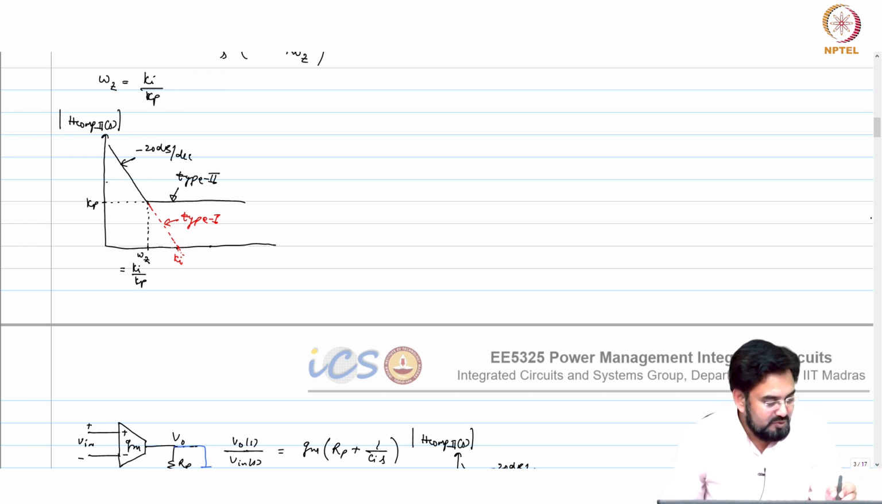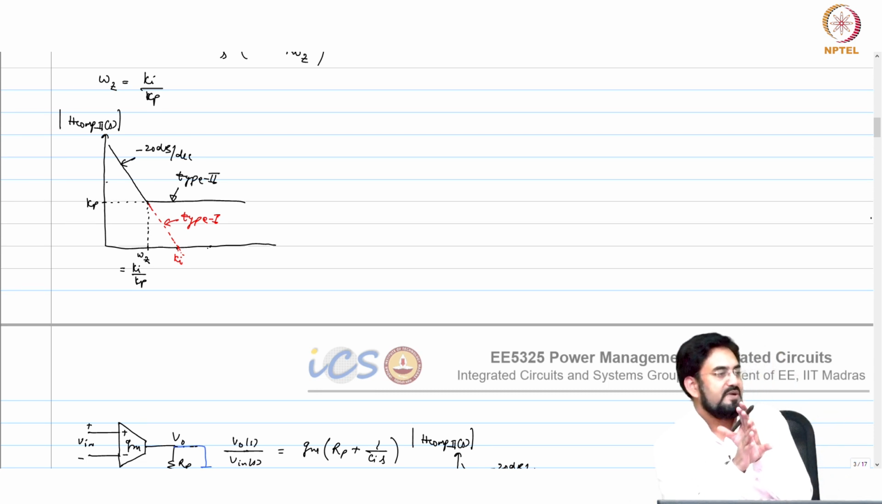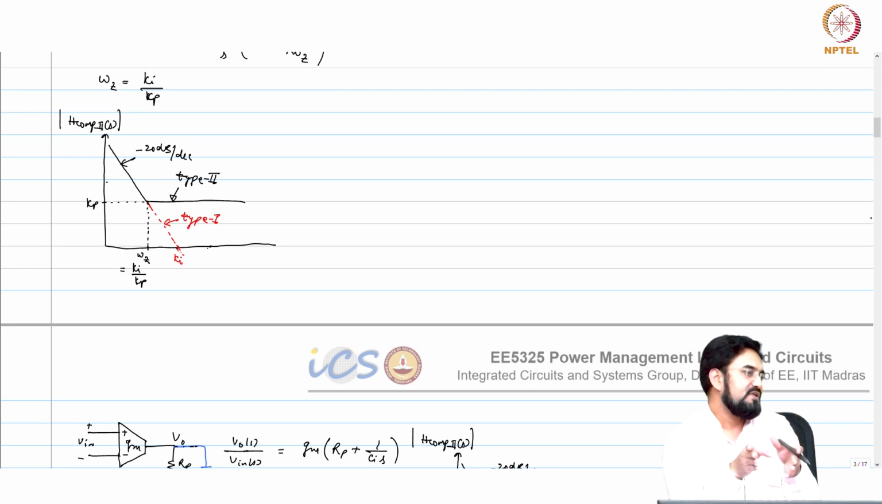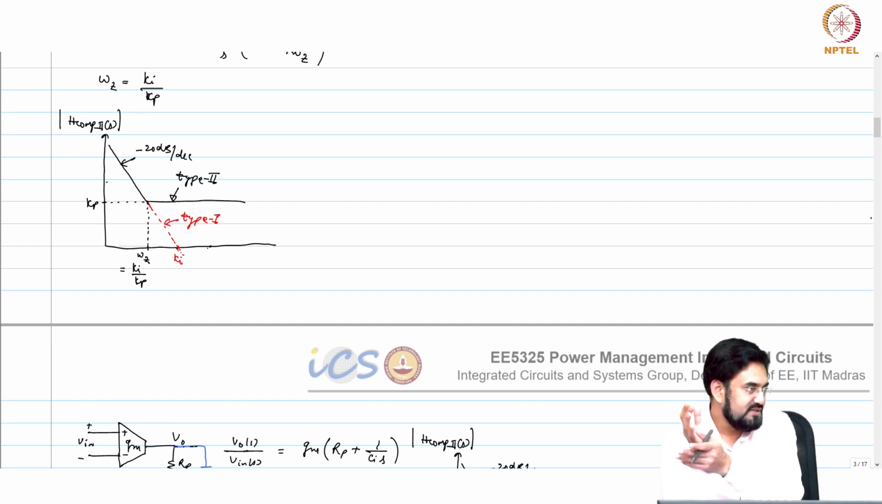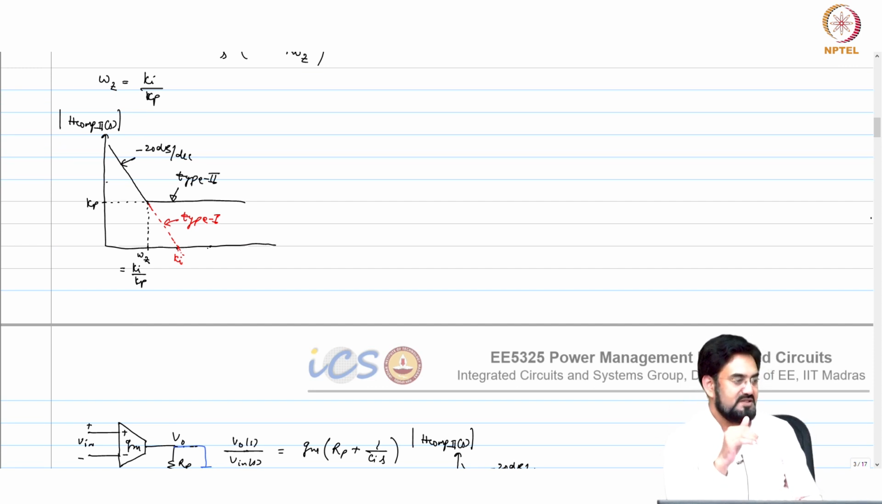So that's why we want to move this zero very close to omega naught, so that you cancel the integrator before the resonance appears, and then you have a second zero to cancel one of the resonance poles, so you get enough phase margin. So your gain and phase response both look very nice. You are closer to a first order system.